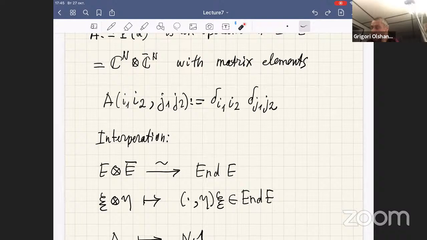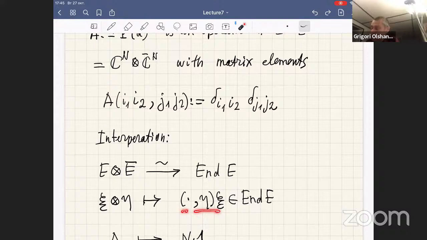Namely, given a factorized tensor, just a product of two vectors, one from here and eta from here, we assign to it a rank 1 operator on the space E, which is written here. Maybe it would be better to write it in the Dirac notation from quantum mechanics with brackets, but I write it just as follows.